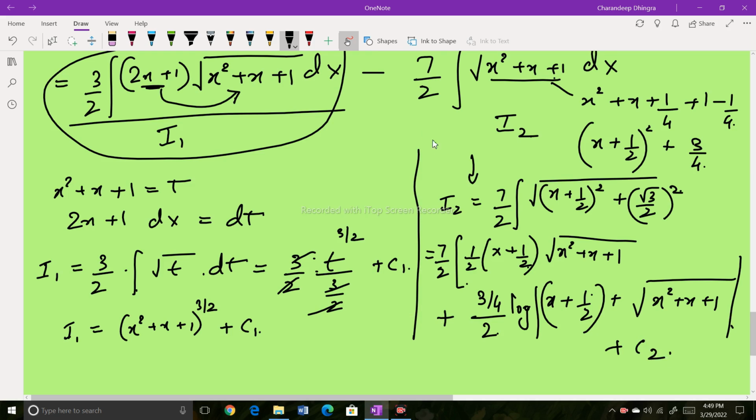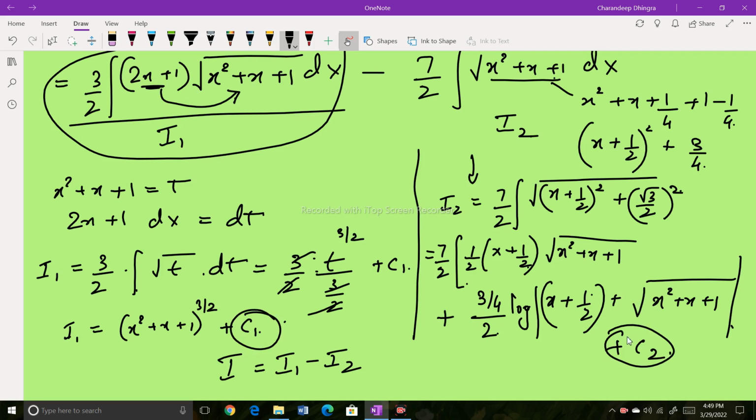And then you can combine both of them, because this is I1 and this is I2. So I can write the final answer as I is equal to I1 minus I2. And you can just combine both these C's and write a final C. So you get the final answer.